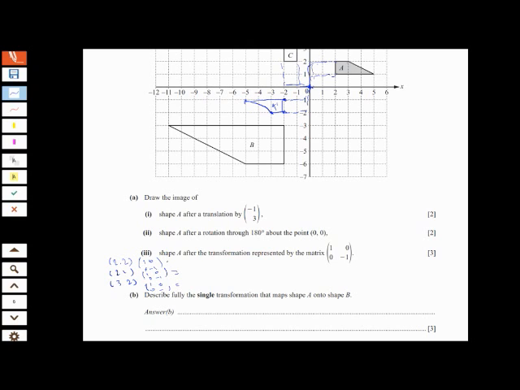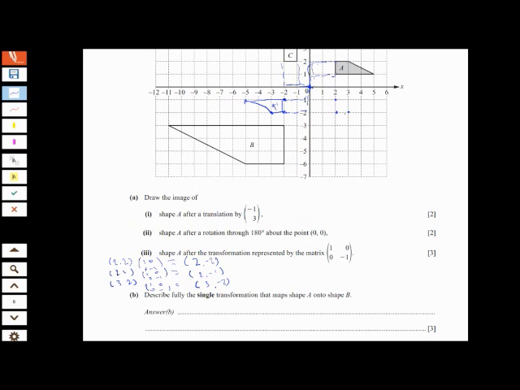What you will get is 2, -2. That's the first one. Second one, 2, -1. The last one is 3, -2. Now these are the new coordinates of the new shape. 2, -2, that's the first point. 2, -1, second point. 3, -2. Somewhere here. So based on this shape, you will know that the fourth point is here.